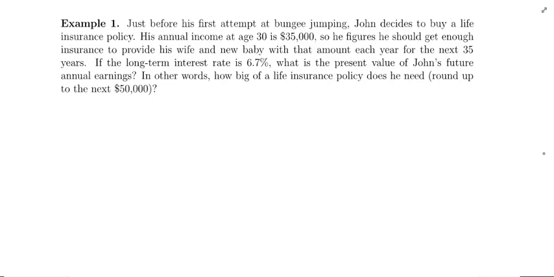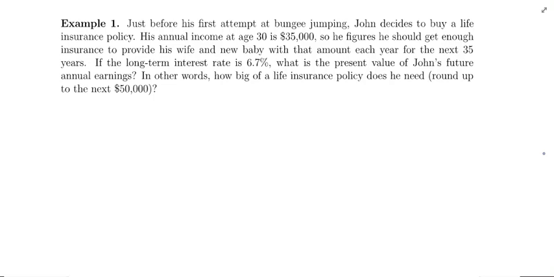Read through this again and again until it's sort of clear to you what's going on and what's being asked. And then continue the video after you have a good understanding of what's going on here. All right, so what's going on here? John's going bungee jumping. He's a little worried about how that's going to go, so he decides to get a life insurance policy so that if something happens to him, he will be able to accommodate his wife and new baby with basically his annual income for the next 35 years.